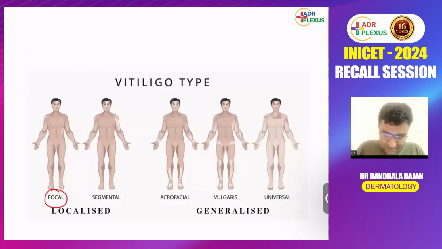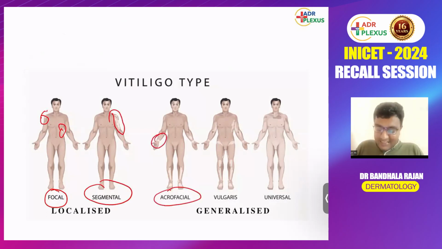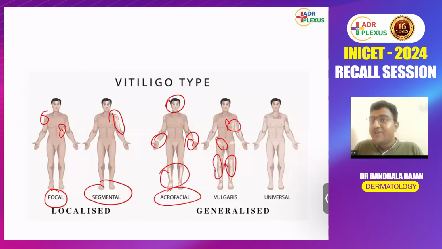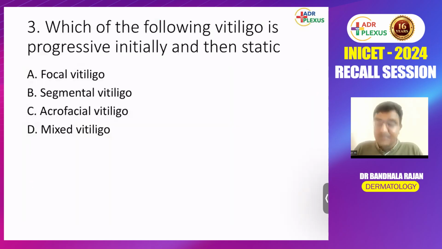For example, in focal, there will be focal lesions here and there. Segmental means only one segment will be involved. If it is acrofacial, it will involve the acral regions and face. In vulgaris, it can involve randomly anywhere. Universal vitiligo means it involves all over the body, right? Here, what they mention is that the lesions will progress initially and then become static.